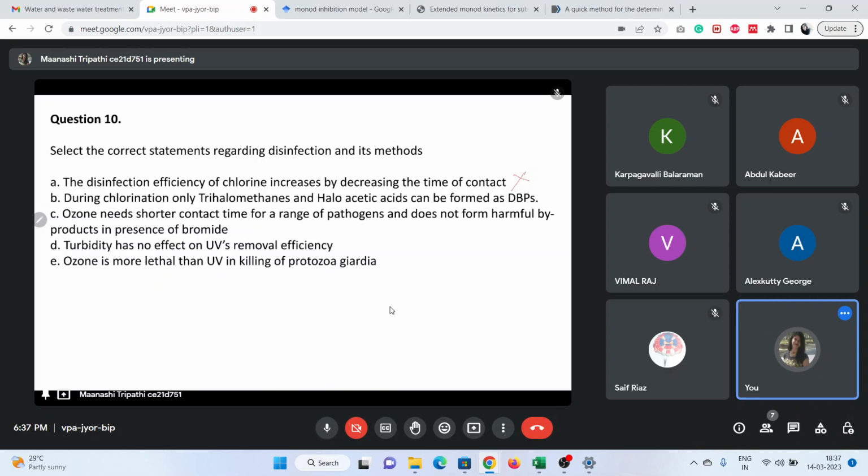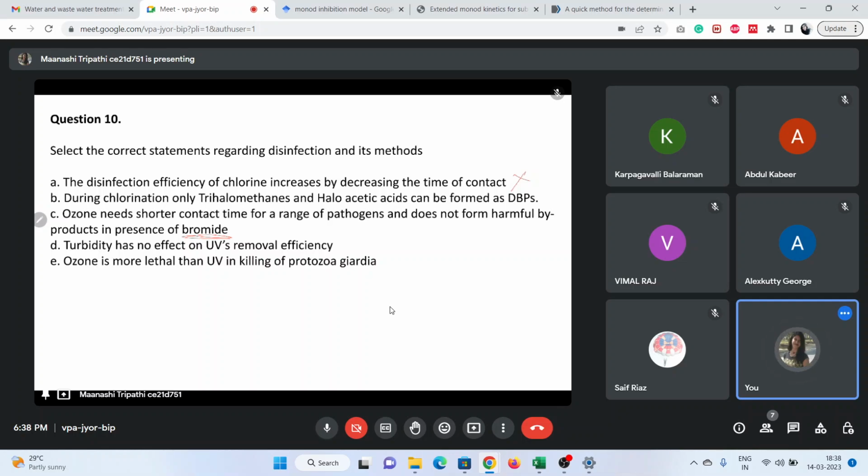Ozone needs shorter contact time for a range of pathogens and does not form harmful disinfection byproducts in the presence of bromide. So this is absolutely wrong. In the presence of bromide, it will form many inorganic disinfection byproducts. The disinfection byproducts are fewer than with chlorine, but they are very lethal.